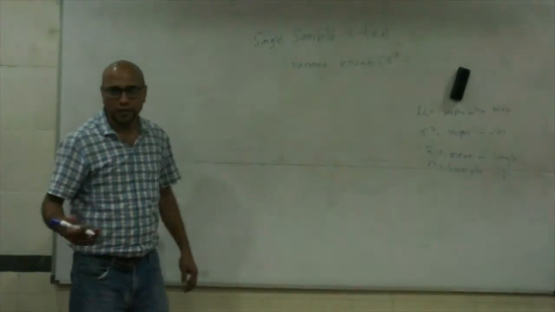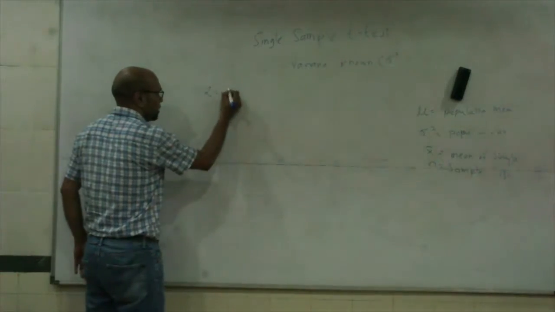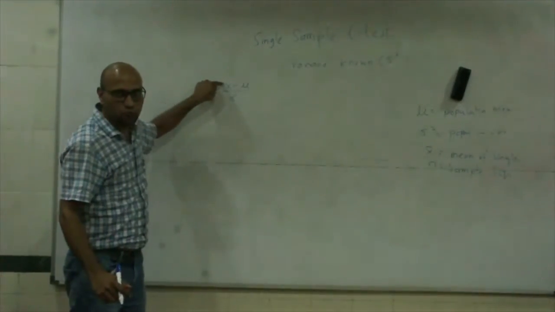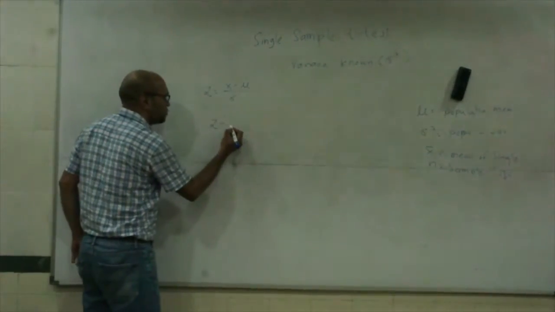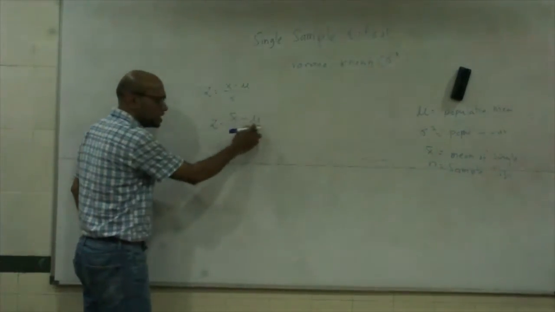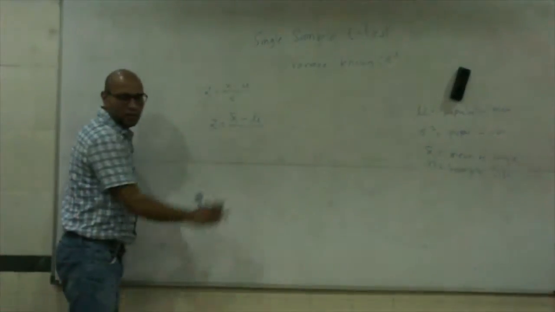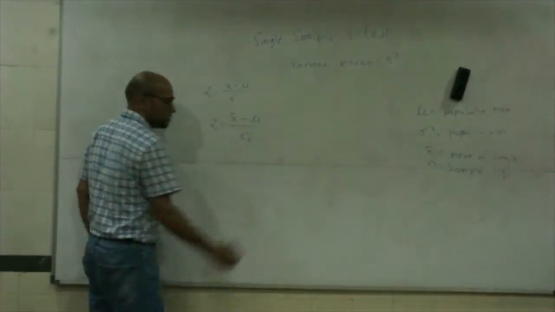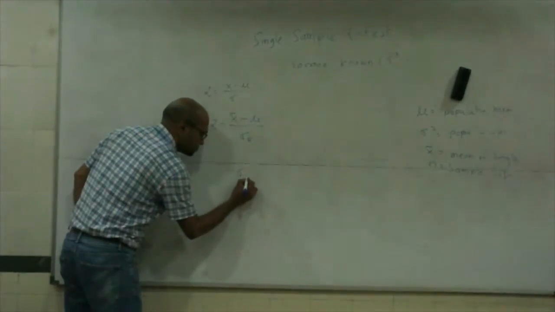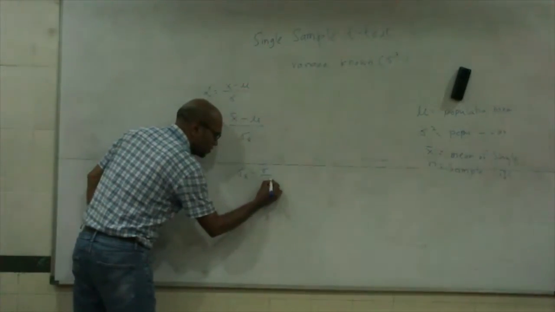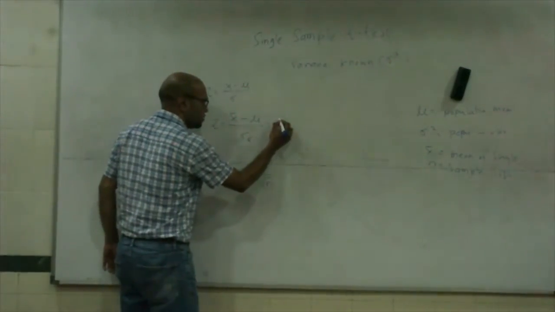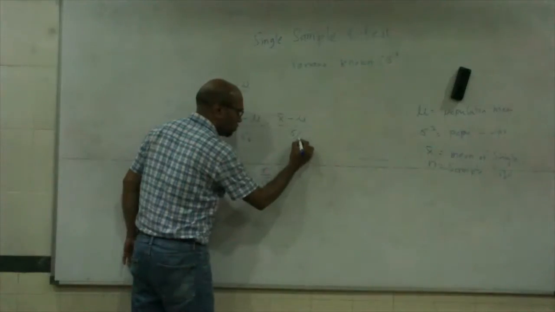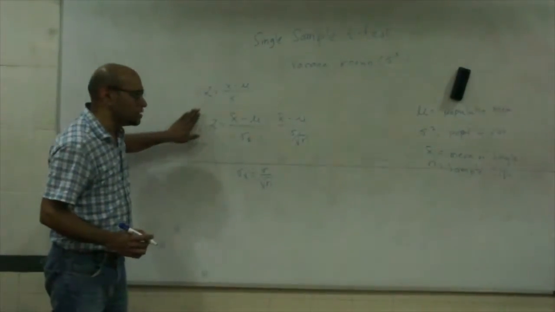Now we know what z is. Z is x minus mu upon sigma. Now our x is not x, we have x bar, right? So for us this would be z is equal to x bar minus the mean of the x bars, which is mu, upon what is the standard deviation of x bar? We know that the standard deviation of x bar is sigma x bar, and we know that sigma x bar is equal to sigma upon square root of n, right? So I can rewrite this as x bar minus mu upon sigma upon square root of n, right? So this is my single sample z test.